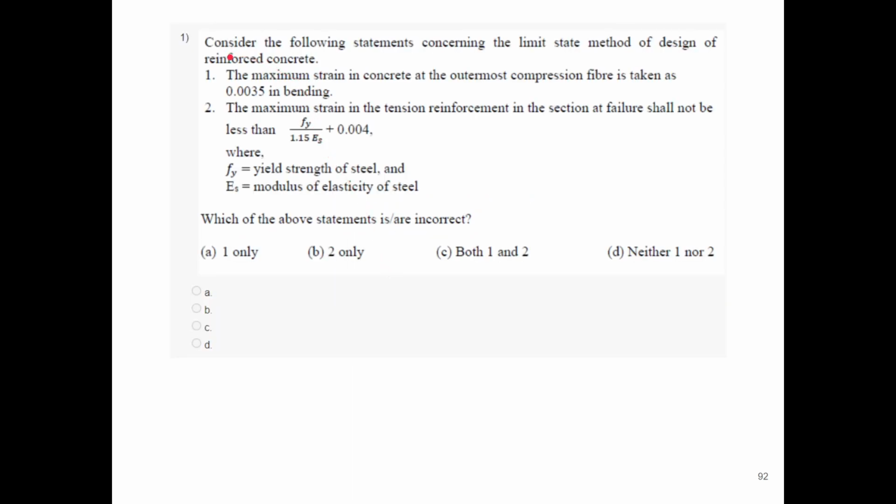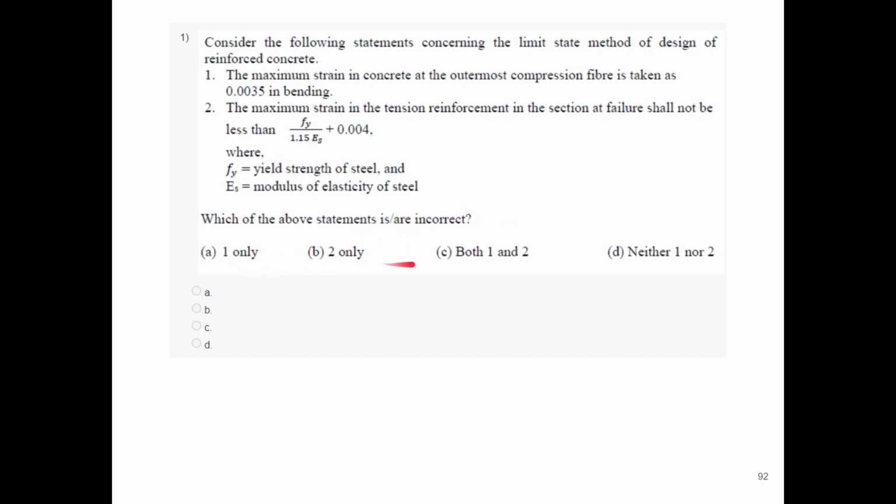So now let us go to the solved problems. The first problem is, consider the following statements concerning the limit state method of design of reinforced concrete. When the maximum strain in concrete at the outermost compression fiber is taken as 0.0035 in bending, that is true. And second is, the maximum strain in the tension reinforcement in the section at failure shall not be less than Fy by 1.15 Es plus 0.004, where Fy equals the yield strength of steel and Es equals the modulus of elasticity of steel. So this is wrong. This should be 0.002, right? So which of the above statements is or are incorrect?